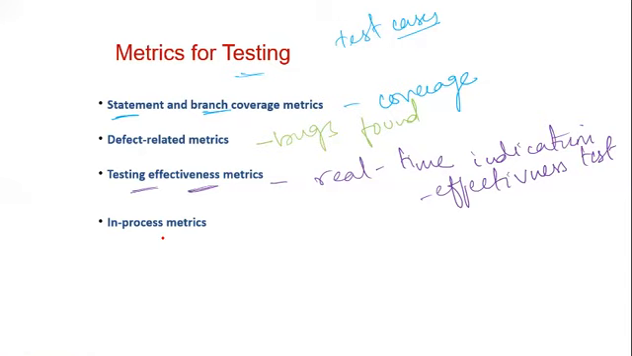Then the last one is in process metric. Now in process means this is going to focus upon all your process related metrics that can be determined as testing is being conducted. So as you're doing the testing, you're going to identify the metrics of the process. So this becomes your metrics for testing. So these are the different metrics for testing.